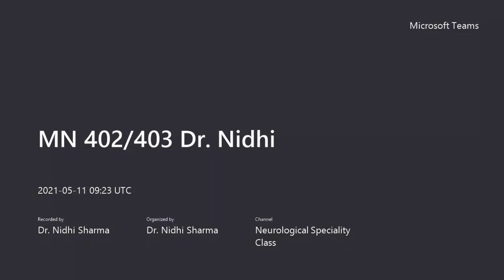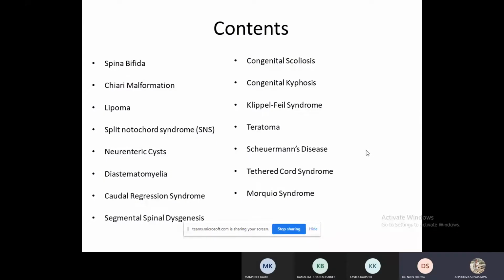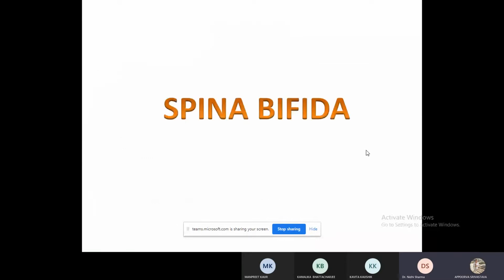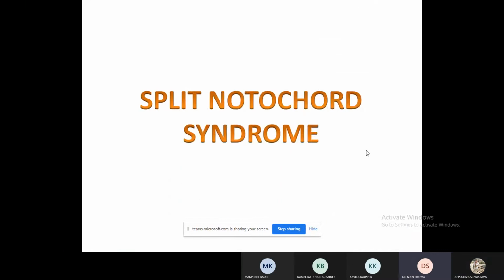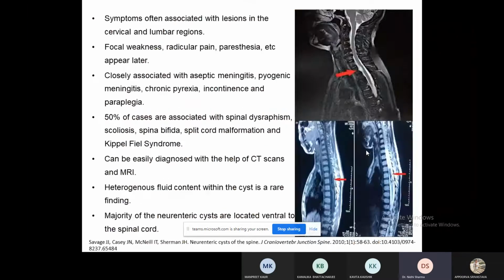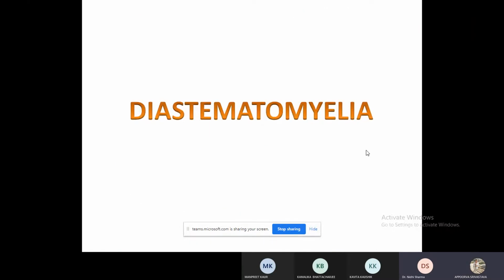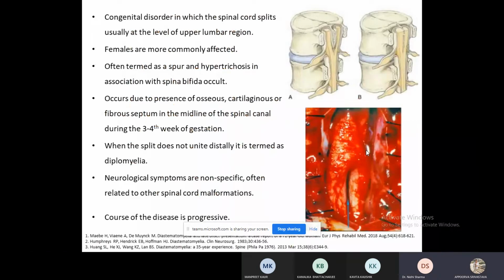Cases of spinal cord compression, we have already discussed spina bifida, Chiari malformation, lipoma, split notochord syndrome, and neuroenteric cysts. Next, we have diastematomyelia. It is a congenital disorder in which the spinal cord splits, usually at the level of the upper lumbar region. Females are more commonly affected.